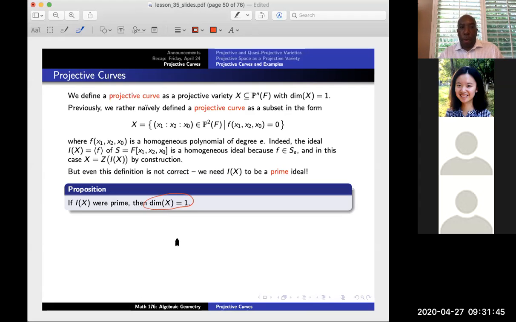Again, in order to check that our naive definition was correct, we need to check two things. That I of X is a prime ideal, that it's Zariski closed, but we already know that it's Zariski closed, so now we have to check that it has dimension 1. Remember, we need a projective variety with dimension 1. So if I of X were prime, then we know it's Zariski closed, so that would give us that it's a projective variety. And now I claim that if it's prime, that actually forces it to have dimension 1.